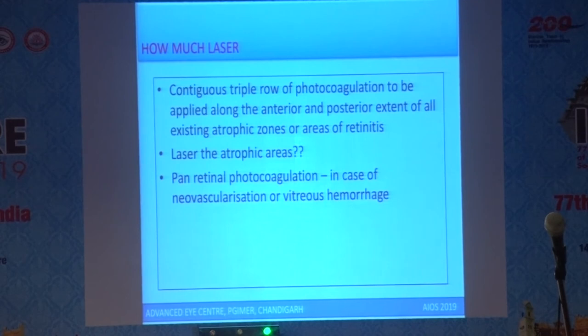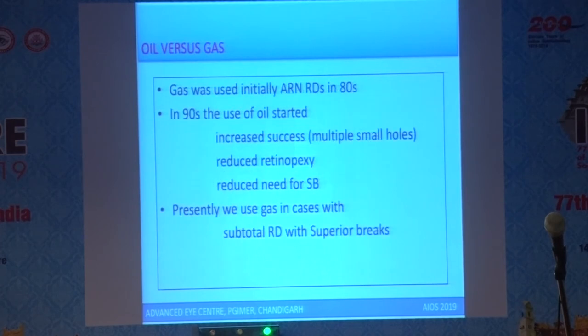And pan-retinal photocoagulation is sometimes required in the patients where their CD4 has gone up and they are showing the vasculitis and the vitreous hemorrhage, and you need to do a pan-retinal photocoagulation in a few of these patients.